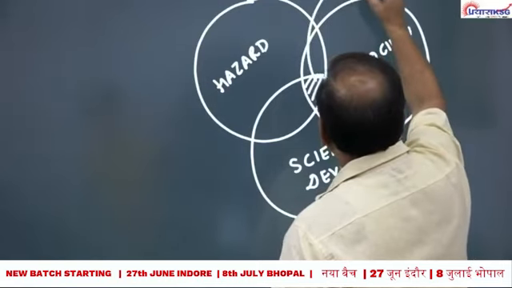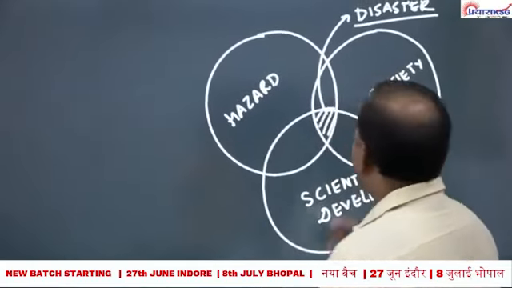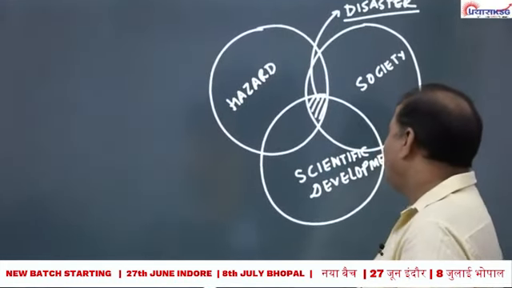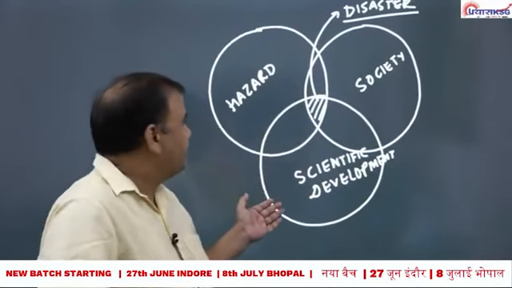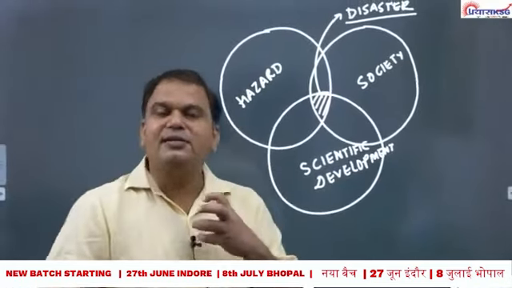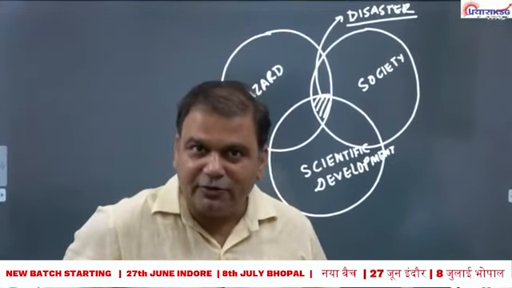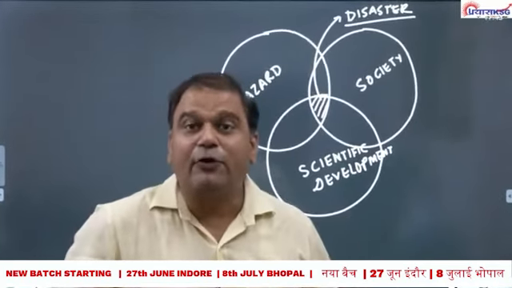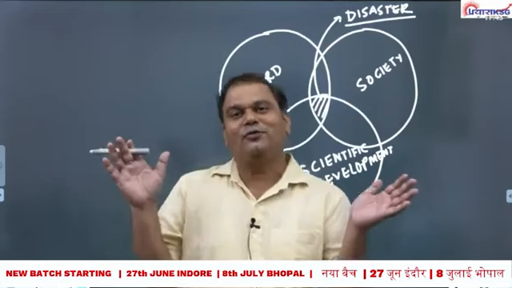Now, it is understandable in one way that society is a sizable population, a hazard is influencing society, so it can be termed as disaster. But what about scientific development? Why is scientific development included in that? Because when you talk about disasters, suppose we have made strides in the field of science, we have made advancement in the field of science, yet we are unable to resist, yet we are unable to cope, yet we are unable to recover from the impact of disaster. So this is one way of defining the very concept of disaster as such.